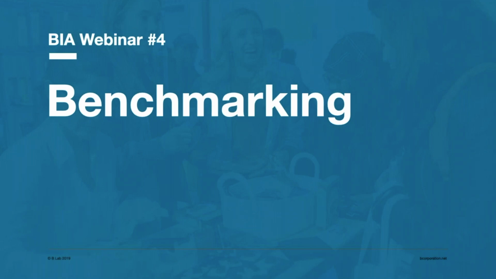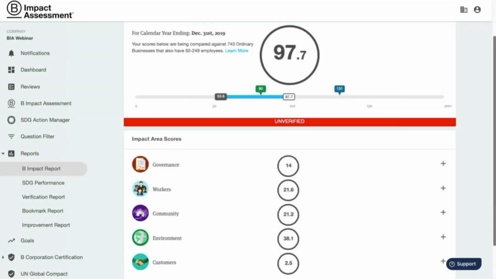The reports provide you many insights in the impact performance of your company. However, you may also be interested in understanding how you compare to similar businesses. As such, a benchmark is available in the B Impact Assessment to help you make sense of data. A lot of the information around the benchmark is stored in the B Impact report.